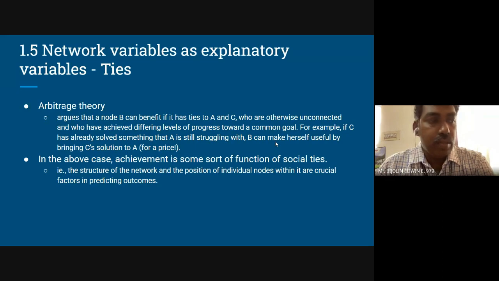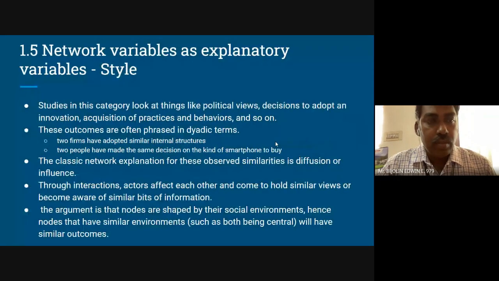Next is related to network variables as explanatory variables based on ties. This we have gone through. Next slide, you can go. So this is the way in which, so this is.